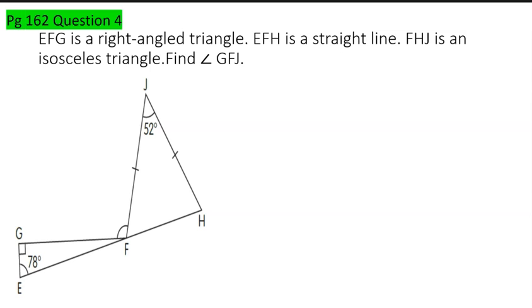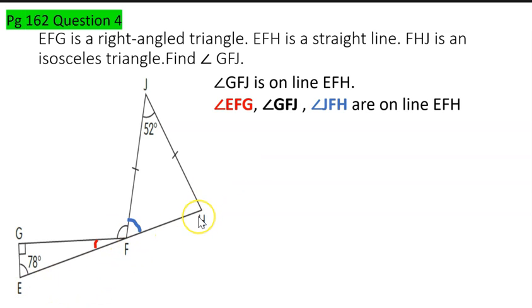Please turn to the next page as now we are looking at question 4. Let's focus our attention on the unknown angle GFJ. It is lying on the line EFH. Looking at the straight line EFH, we have angles EFG, angle GFJ, and angle JFH. All these three angles are on the line. Before we can find the unknown angle GFJ, we have to first find the angle EFG and angle JFH.